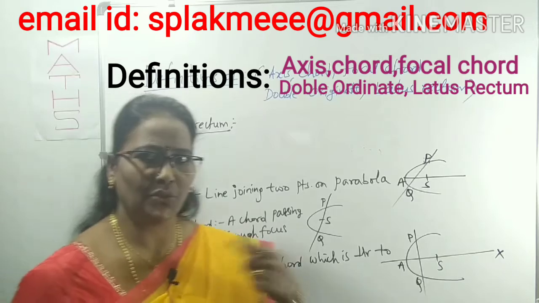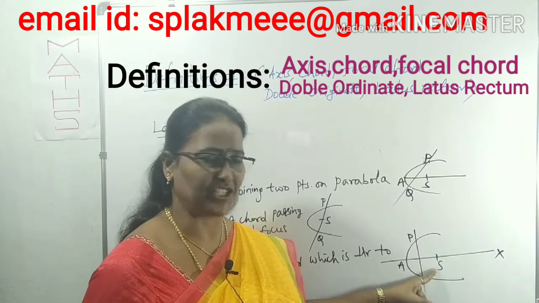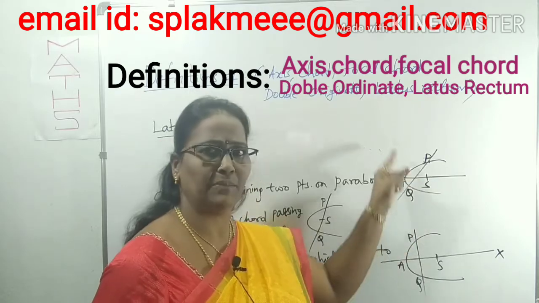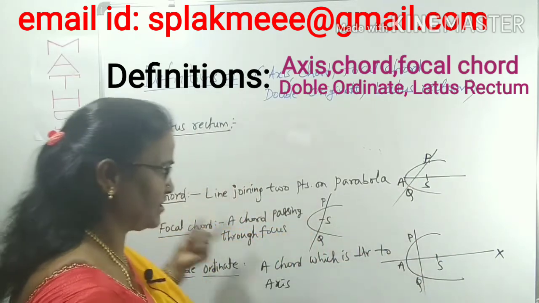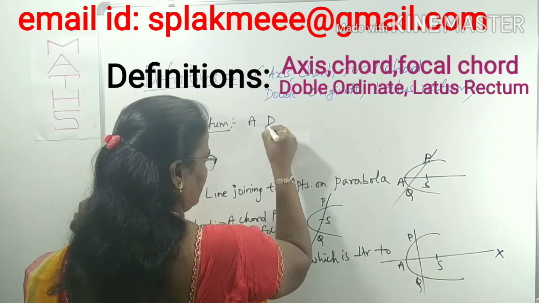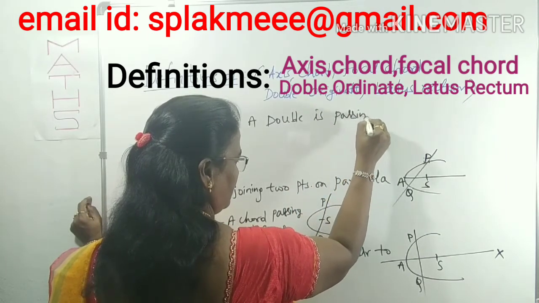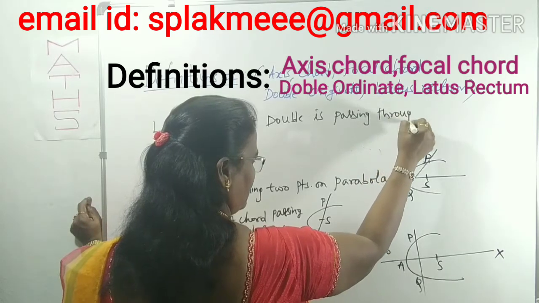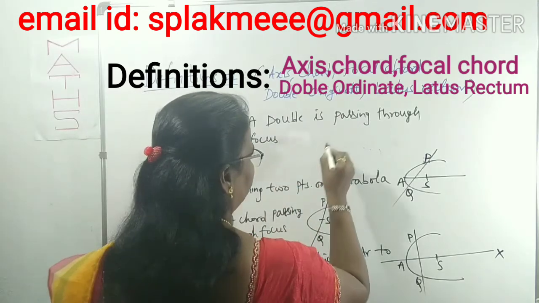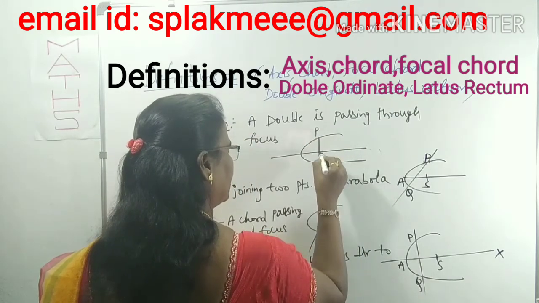This one we can give in two types of definition. If a double ordinate is passing through the focus, that is called the latus rectum. Or a focal chord perpendicular to the axis is also known as the latus rectum. Two ways we can write. A double ordinate passing through the focus is called the latus rectum. It must be a focal chord as well as a double ordinate. Like this, PSQ.